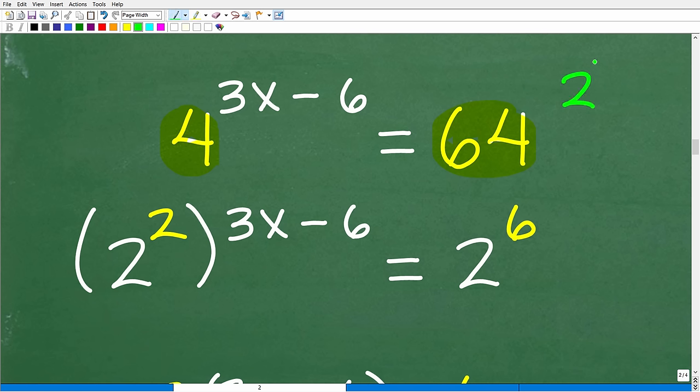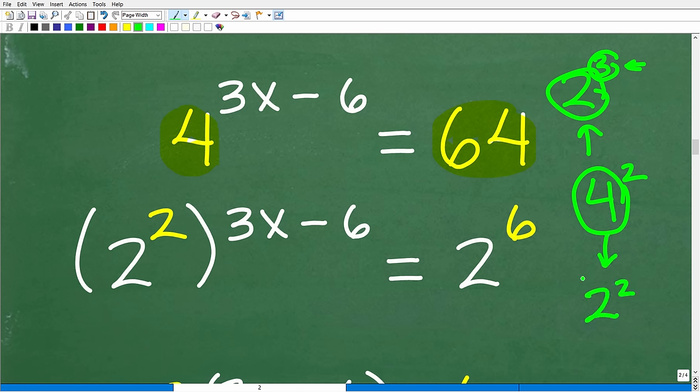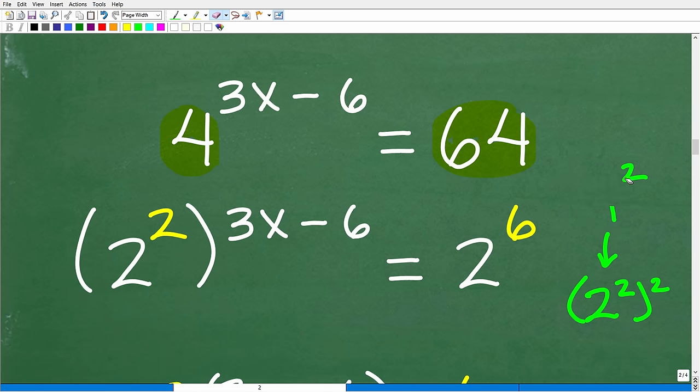Now remember, if we have 2 to the third power, this is the exponent and this is the base. Let me actually give you another example, like 4 squared. I can write this base 4 as 2 squared. So 4 squared is the same thing as 2 squared squared. Now, one great technique that you can use to solve exponential equations without the aid of a calculator is to rewrite the bases as a power. Now, if you can write the bases of both sides of this equation as a power of the same number, well, that is awesome. And, of course, in this case, we can.